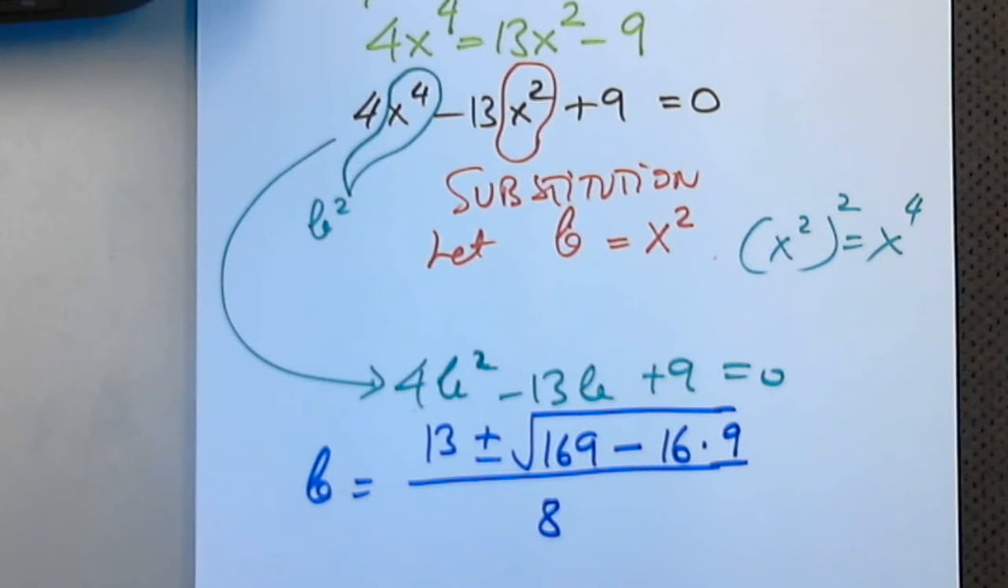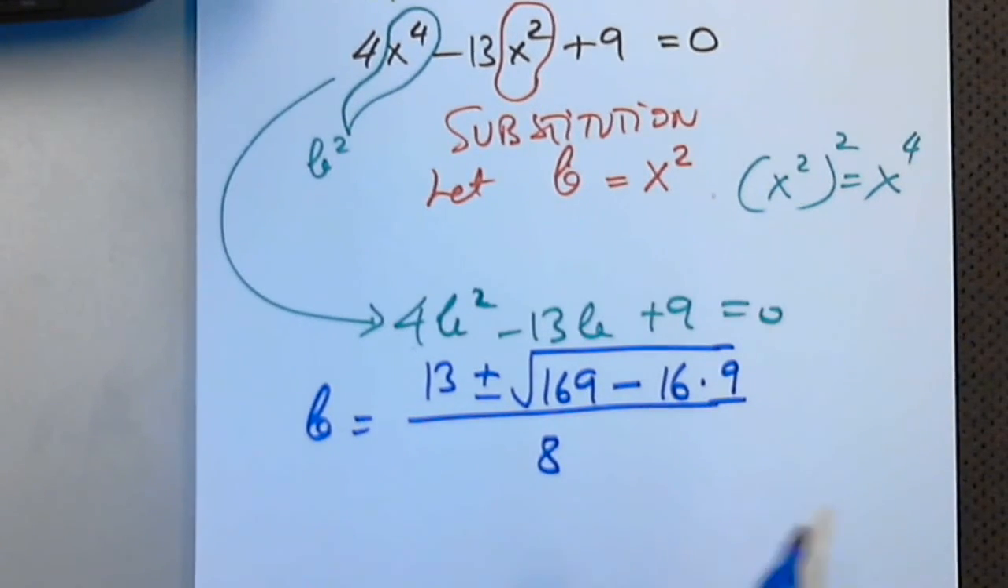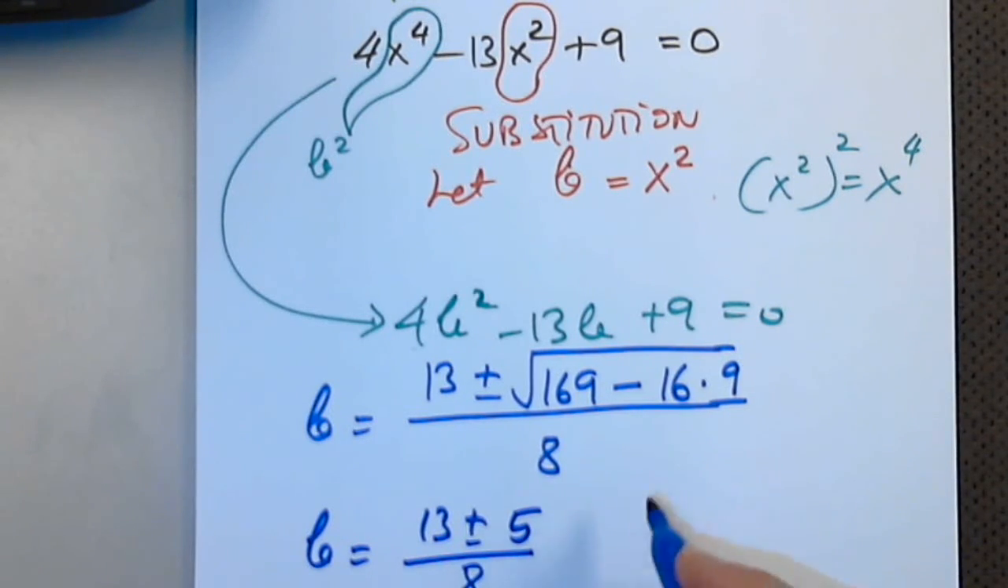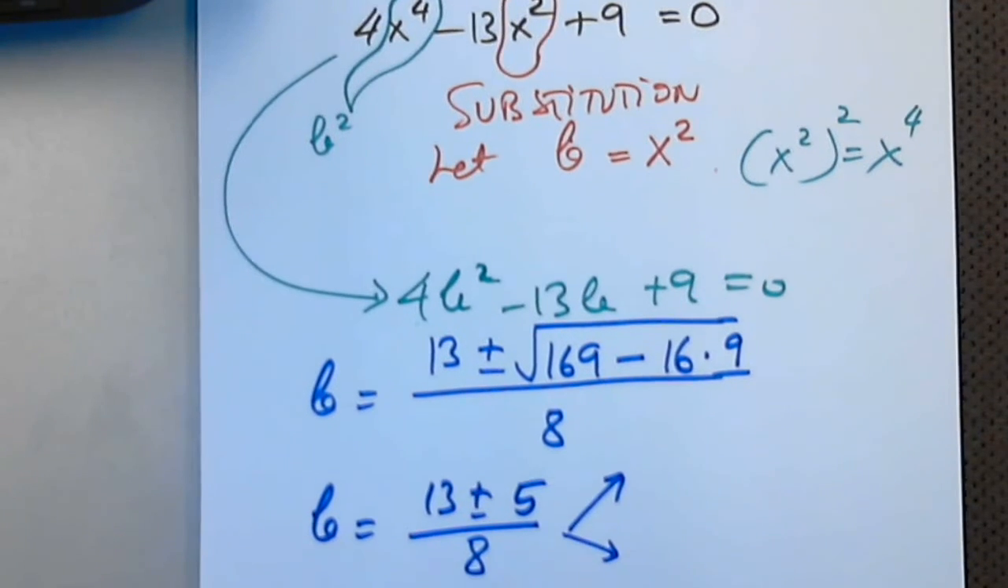169 minus 16 times 9. And if it's a perfect square, which I hope it is, and yes, it's 25, then I know the answer for the square root would be, yes. So then b equals 13 plus or minus 5 divided by 8. So there are two possibilities for b. Can anyone give us those two possibilities for b?